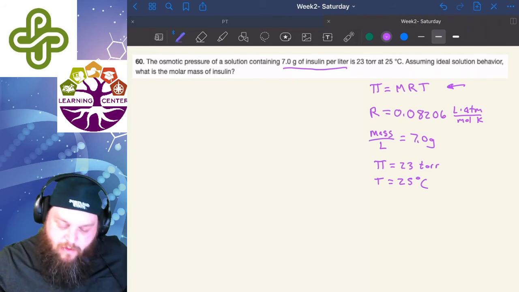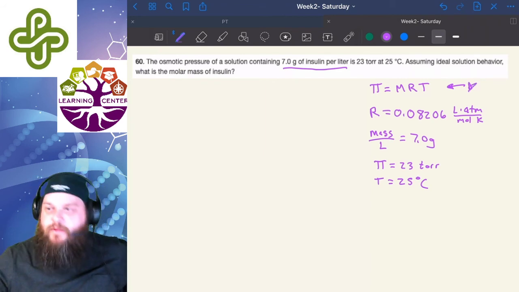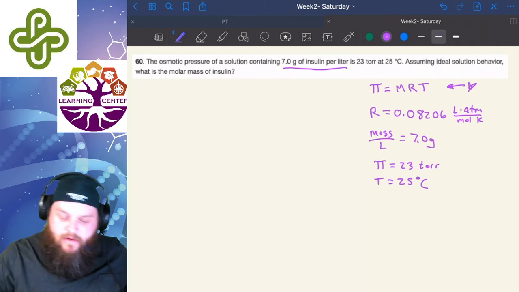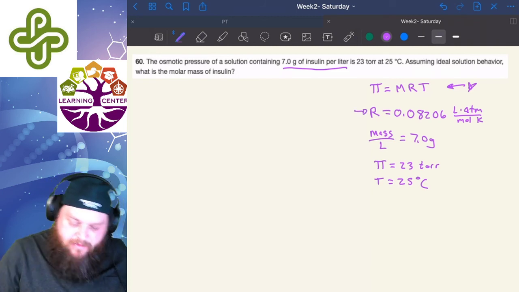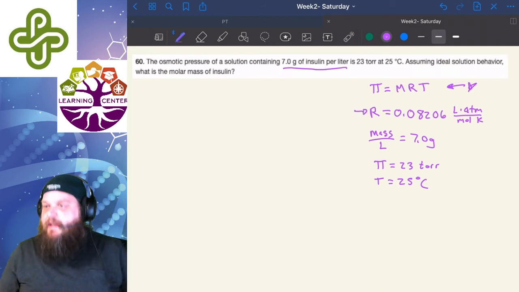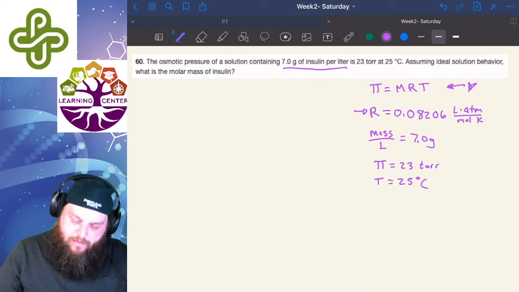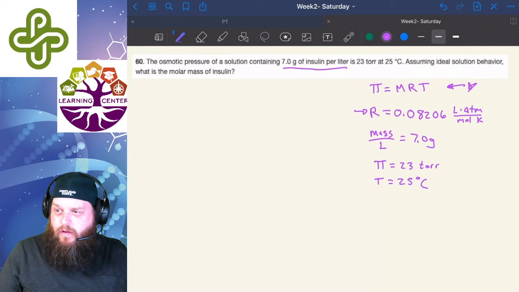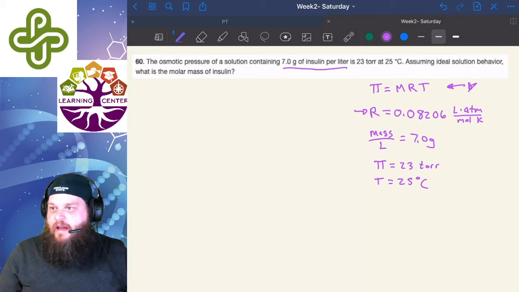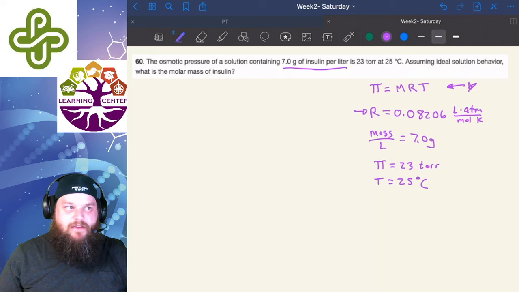To do this equation up here, we need to make sure we have everything in the right units for this gas constant. Notice the gas constant is in liters times atmospheres per mole per Kelvin. Well, I don't have atmospheres, I have torr. I don't have Kelvin, I have Celsius. And I don't have mole, I have mass per liter. So there's a lot of conversion that is going to have to take place here.